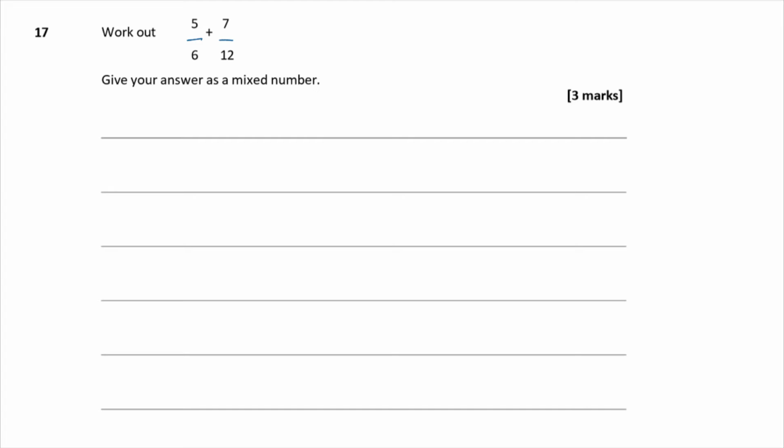Question 17. Work out 5/6 plus 7/12. Well, when we're adding fractions, we need to have the same denominator, don't we? And we don't. We've got 6 and 12. But we can easily turn a fraction in sixths into a fraction in twelfths by multiplying top and bottom by 2, because 6 times 2 is 12. So 5 times 2 is 10, 6 times 2 is 12. So 5/6 is the same thing as 10/12. 7/12 I don't need to do anything with because it's already in twelfths.